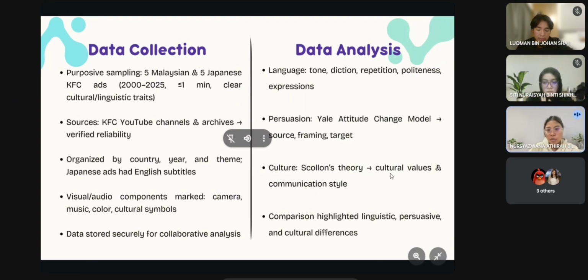Okay, now into the data collection. For our data collection process, we followed a systematic and structured approach to ensure that the advertisements chosen accurately represented the linguistic, cultural, and also persuasive elements of KFC Malaysia and also KFC Japan.